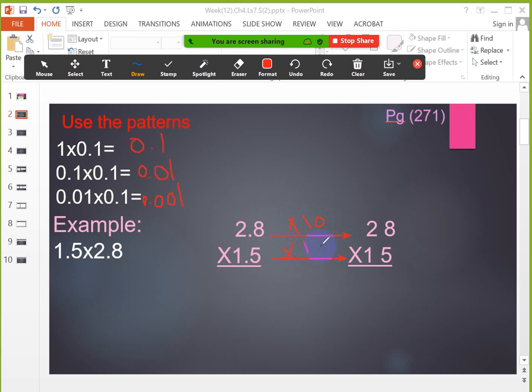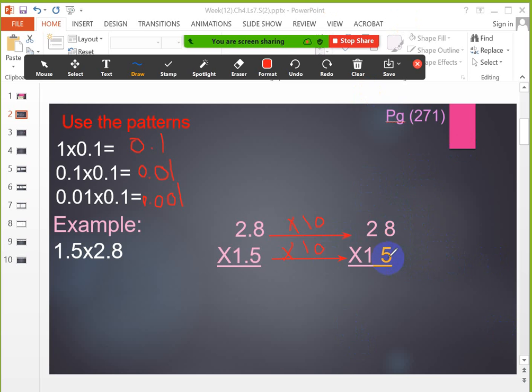To remove the decimal point. So the numbers, when we multiply with 10, you remember we have to move the decimal point to the right side, 1 digit. Look, after that I remove the decimal point so I can multiply the numbers easily.